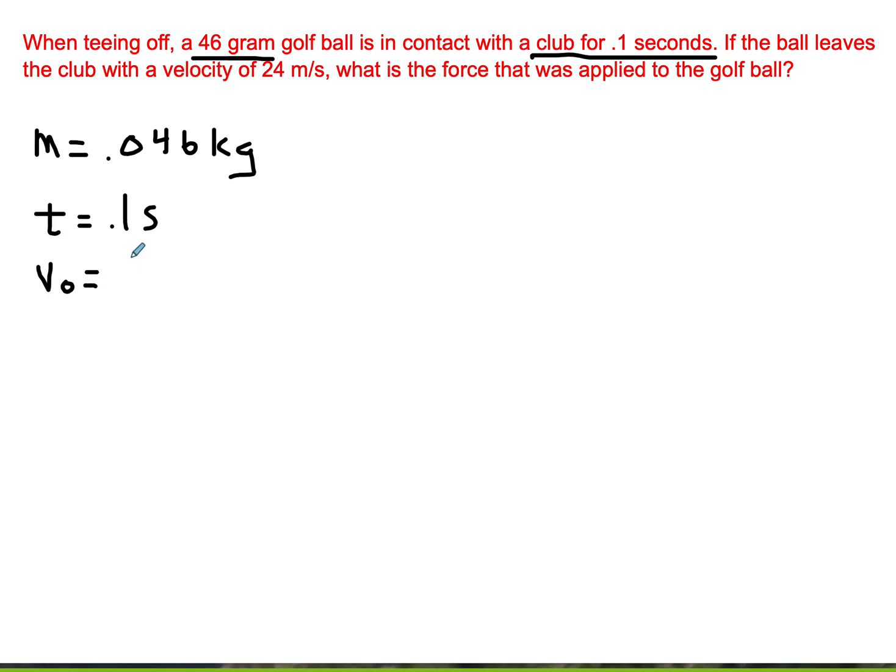Nobody? It's 0. That's right. Golf would be a lot harder if the ball was moving and I had to try to hit it. So the starting speed is 0, and then the ball leaves the club with the velocity of 24. So that is going to be its final velocity.